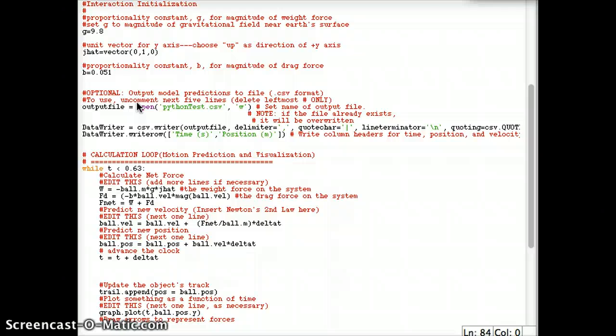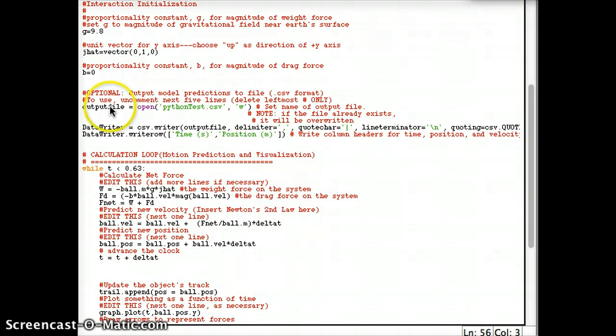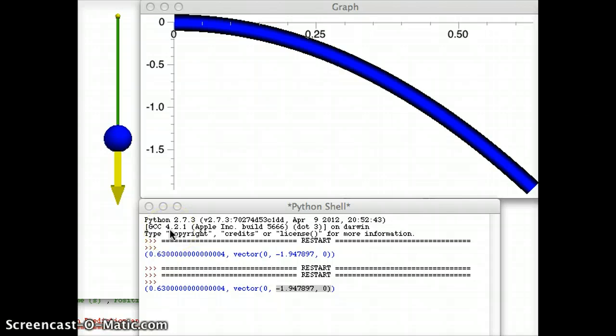For the first model, we are going to see how the computational model predicts the ball's motion without considering the drag force. To do this, I will set the proportionality constant b equal to 0. Here is the model of the predicted motion of the tennis ball, only taking into consideration the weight force, pulling in the negative y direction.